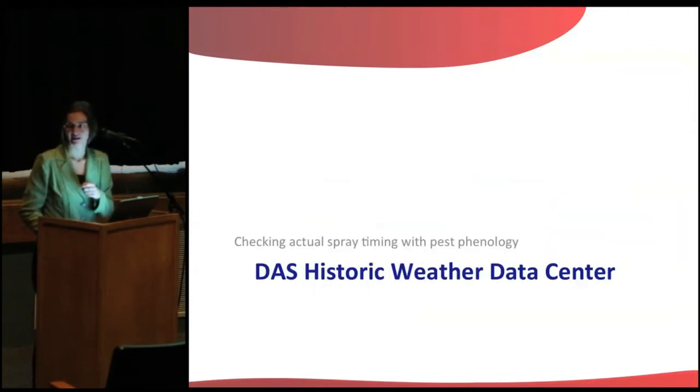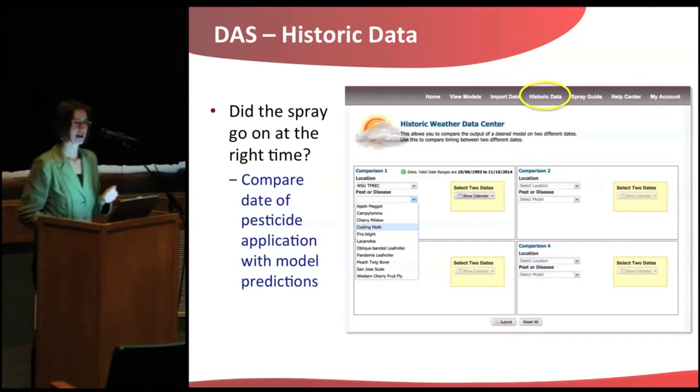Another feature on DAS that I would like to highlight today is the Historic Weather Data Center. You find it in the main menu on the top, and there you can answer questions like, did this spray go on at the right time? You get sprays that are recommended for a certain time, but maybe the sprayer broke, maybe you didn't have the crew, maybe the weather was bad, and you couldn't put it on at the exact time it was recommended. So here you can go back and compare what happened, what did the model tell me when I actually put it on versus when it was recommended I should have put it on.